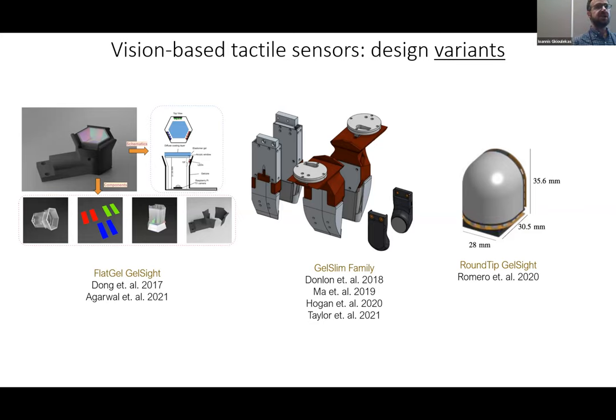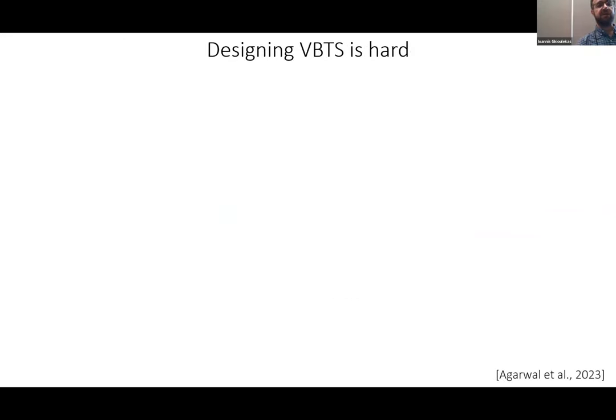Now, it turns out that this rendering task is a very difficult task. It's actually a very, very hard kind of situation for physics-based rendering algorithms to handle. And I'll go over why that is, okay? So, designing vision-based tactile sensors using rendering.